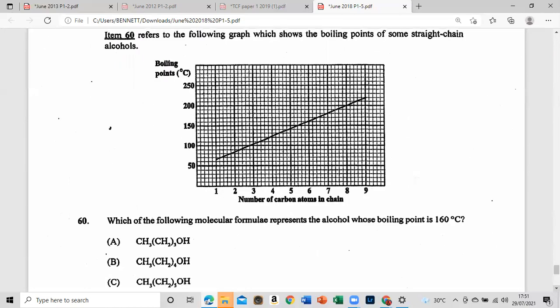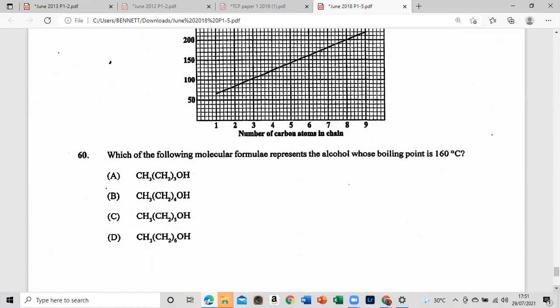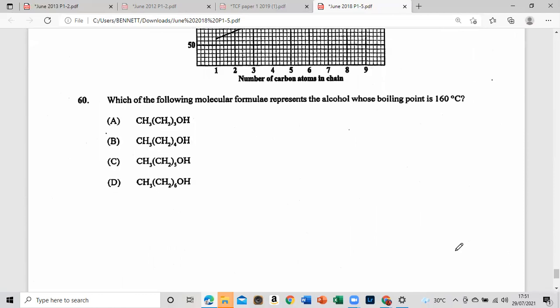All right, 60, refer to that. Why do I get odd ones like this at 60? I don't get them. Which of the following molecular formulae represents the alcohol whose boiling point is 160 degrees, and that is, we did this one earlier, and it is C.